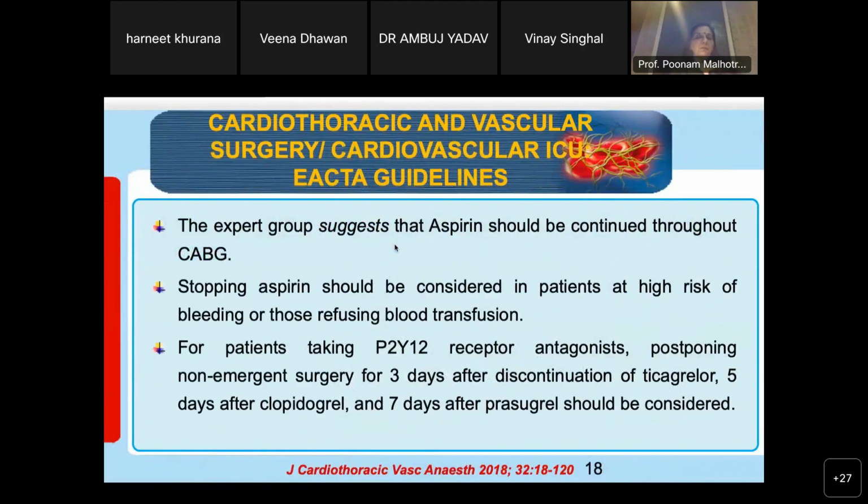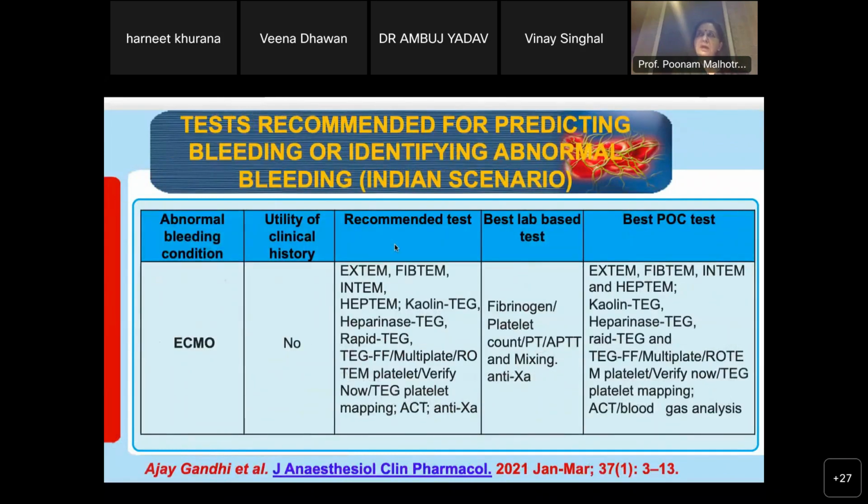So while we are on ECMO, next one, please. We must discontinue the antiplatelet drugs. While we are on ECMO, we must know the utility of clinical history. If there's no history of bleeding, then it's good to do point of care tests.